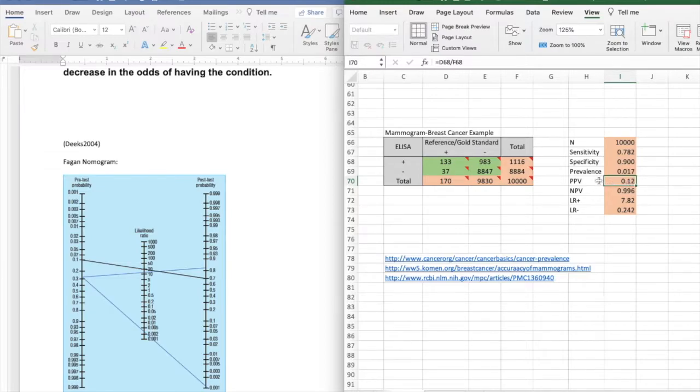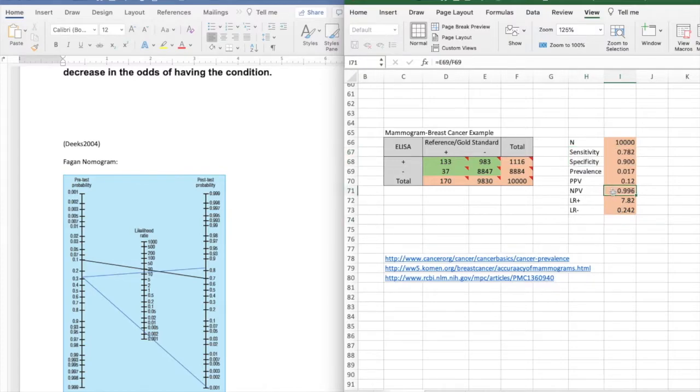If you test positive in your first mammogram, you have a 12% chance of having the disease. Think about that. You come in, you have a positive mammogram. You're like, oh crap, I have breast cancer. No, actually, you have a 12% chance of having breast cancer with one positive. So that's why we can't just rely on these numbers here.